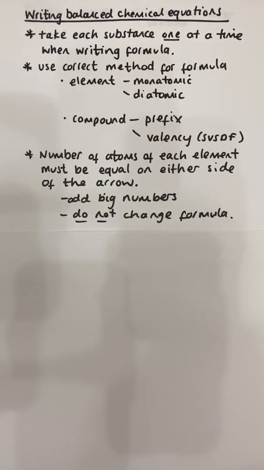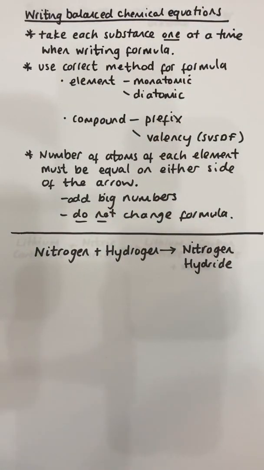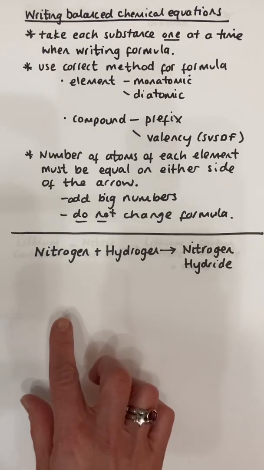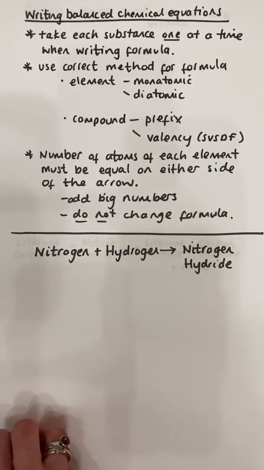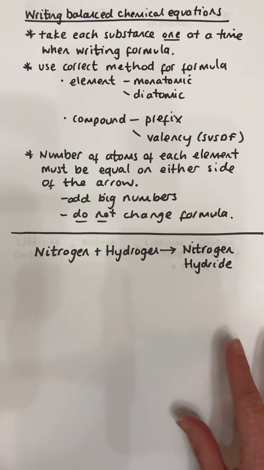So, if we take our first example, the first example I've given here is nitrogen plus hydrogen reacts to give nitrogen hydride. So again, I've left a bit of space so that I can do my working on here. You will find that sometimes you need to do your working and then take the formula back because it can start to become a wee bit messy.